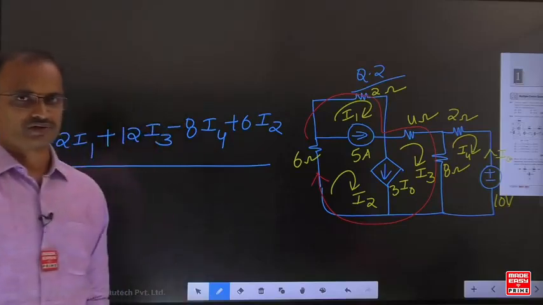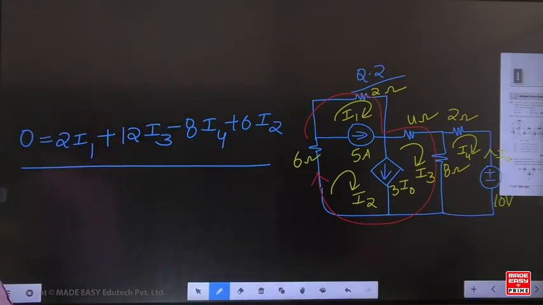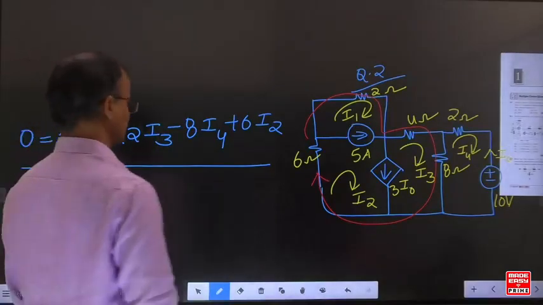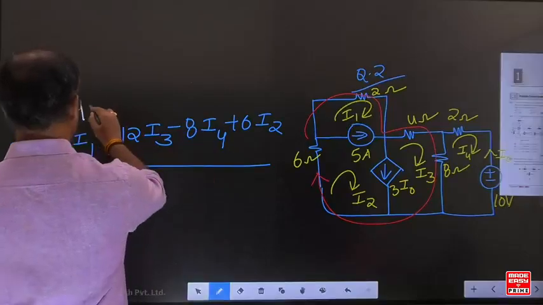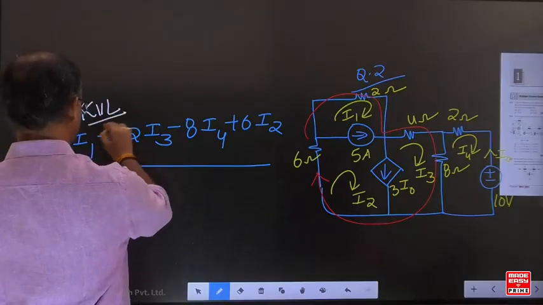In this example we got the first equation. Now for the development of this one, what did we apply here? KVL. We applied KVL.